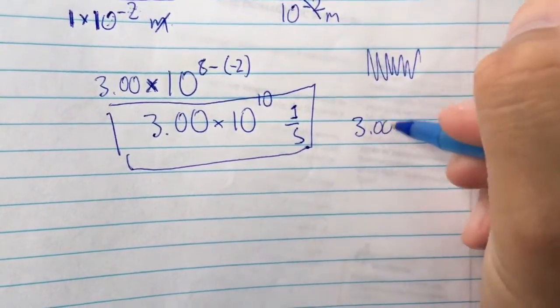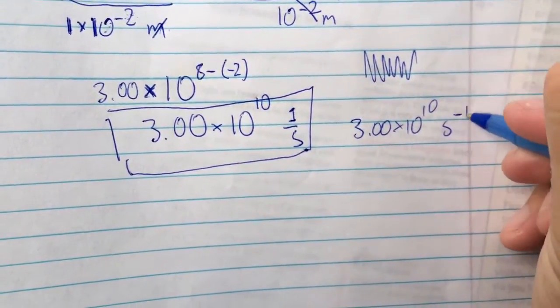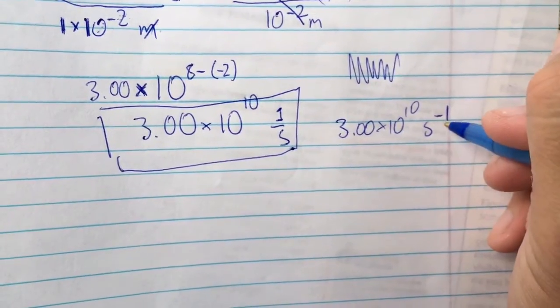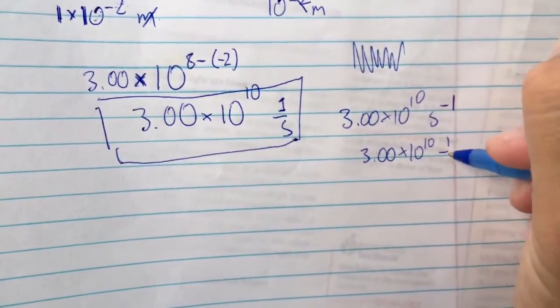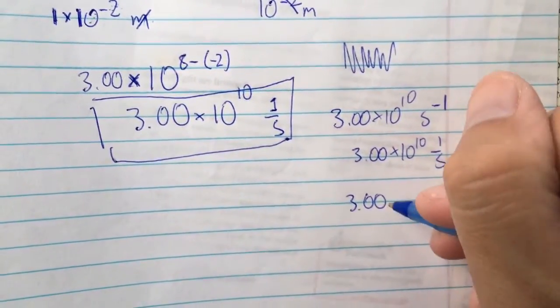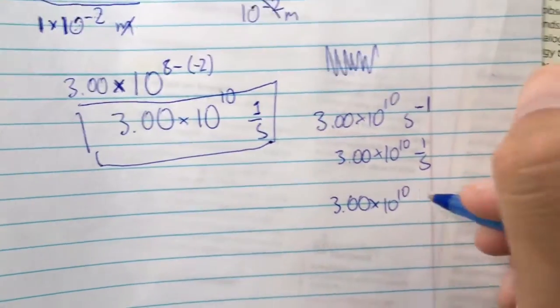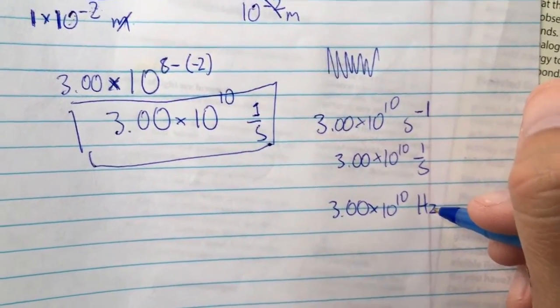So you might have seen it in the book like this: the answer could be written like 3.00 times 10 to the 10th power s to the negative 1 power, right? That's inverse seconds. Or it could be 3.00 times 10 to the 10th 1 over s. These both mean the same thing. Or what they have in the book is 3.0 times 10 to the 10th Hz. Hz stands for hertz.